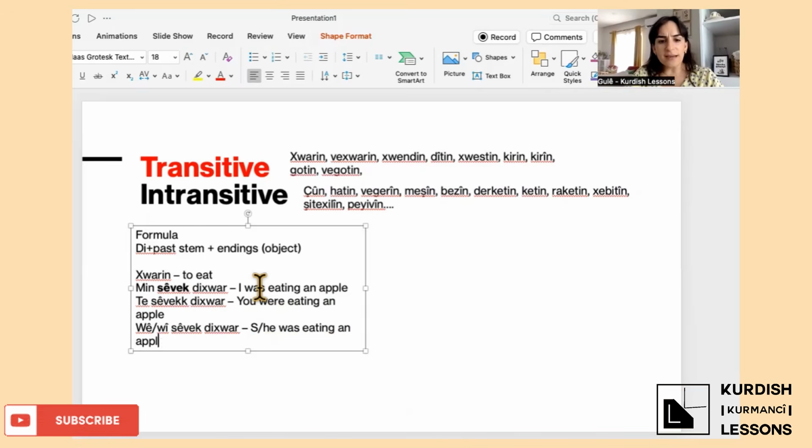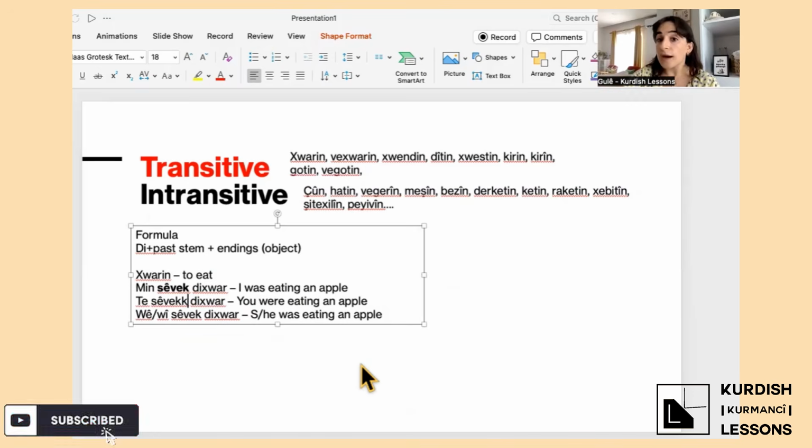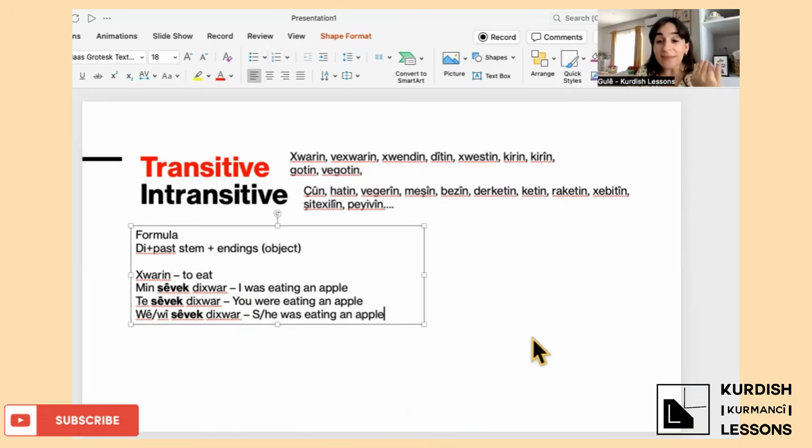So you see, the verb is always the khwar, the khwar, the khwar. Why? Because the object is the same. And I said these endings at the end of the verb relate to the object. So the object is still sevek, so you don't change the verb. Same thing for the plural. Ma sevek the khwar. We were eating an apple.